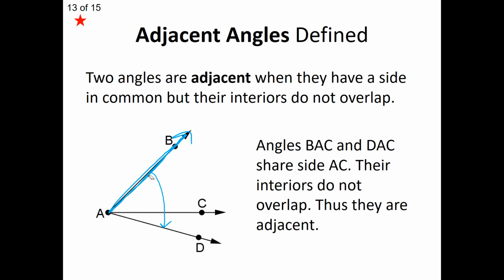The mouths of the angles cannot overlap. Those interiors must be separated. And so we're going to encounter a lot of adjacent angles. In fact, there's a relationship we're going to look at here in just a second in which we use the definition of adjacent within a new relationship of angles.